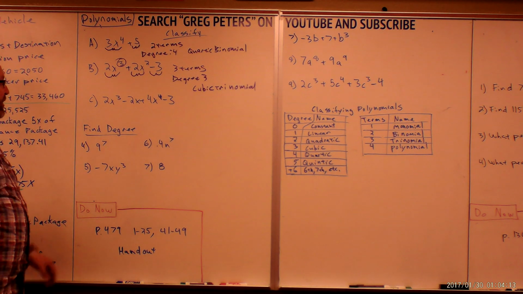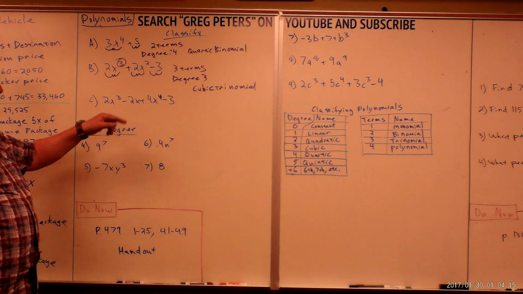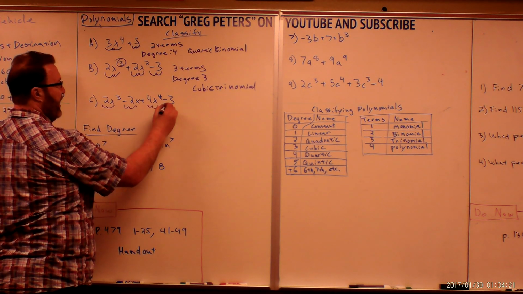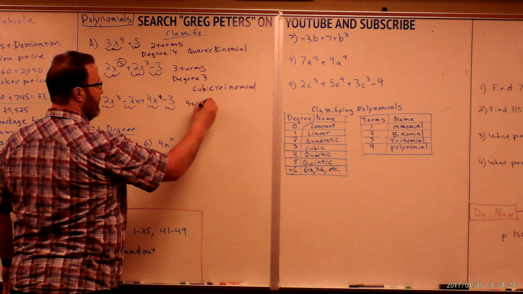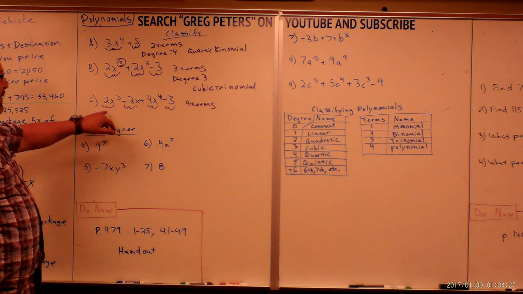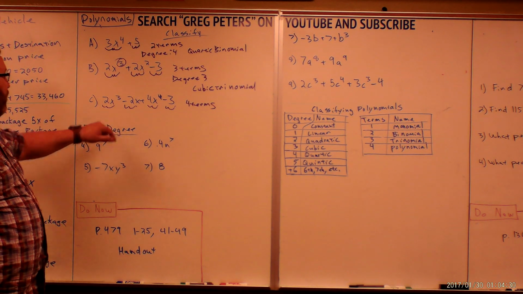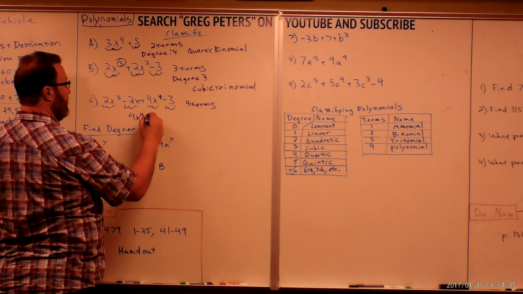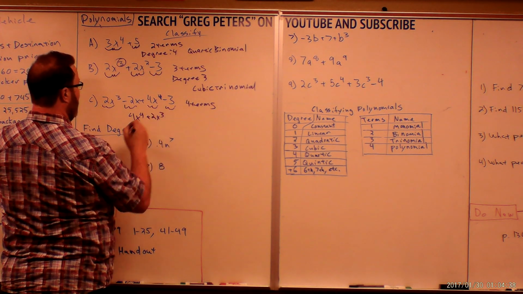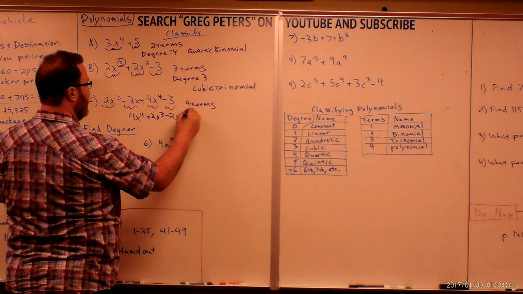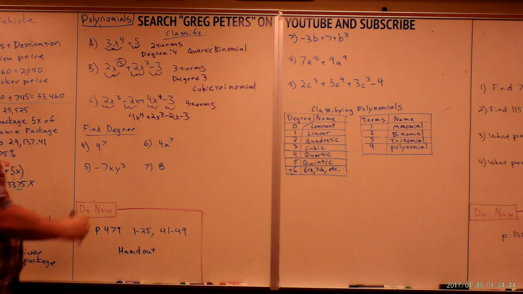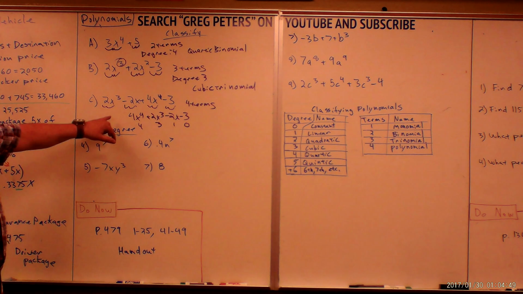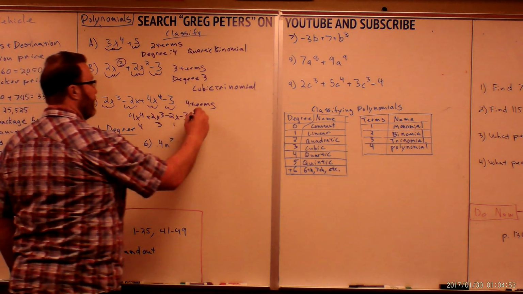No, it's not. So, first of all, let's break down what this is. How many terms do we have here? 4. 1, 2, 3, 4. So we're 4 terms. Now, we need to put these in descending order if we're putting it in standard form, right? So what's the highest? 4. 4x^4, and then plus 2x^3, minus 2x, minus 3. Is that in standard form? It is. 4, 3, 1, 0. Right? What's the highest degree here? 4. So degree is 4.